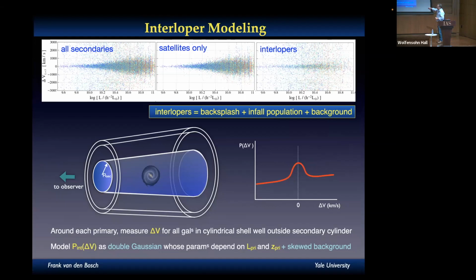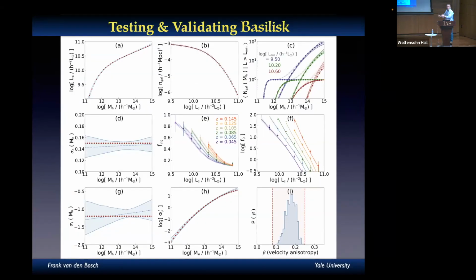We basically don't model it. We measure it in the data by measuring the distribution of velocities of galaxies in a shell around the cylinder. And then the only thing that we have to control after that is the normalization. How many interlopers are there? And that we model, and that we marginalize over. You can ask me questions later. I want to move on by showing you the test on the model. And again, there are too many panels here. Focus on this one.